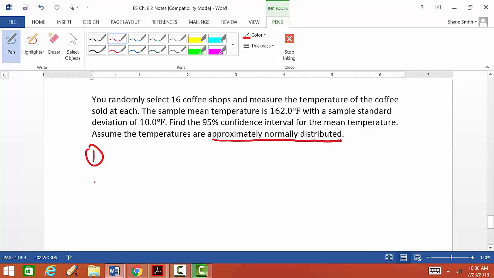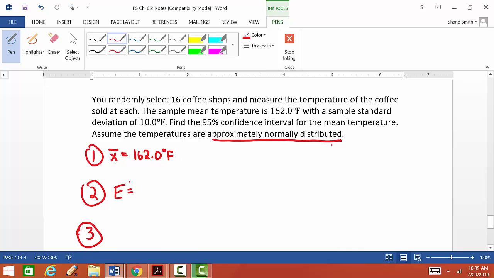And the same 3 steps as we did in the previous section to create the confidence interval are the same 3 steps here. So if you remember, the first step is the point estimate, which is x bar. Well, what's x bar? It says the sample mean is 162 degrees Fahrenheit. All right, margin of error.